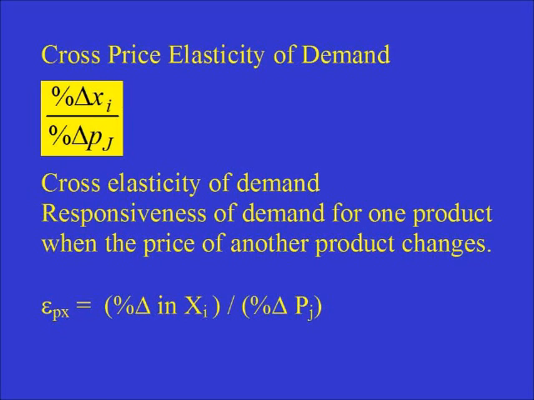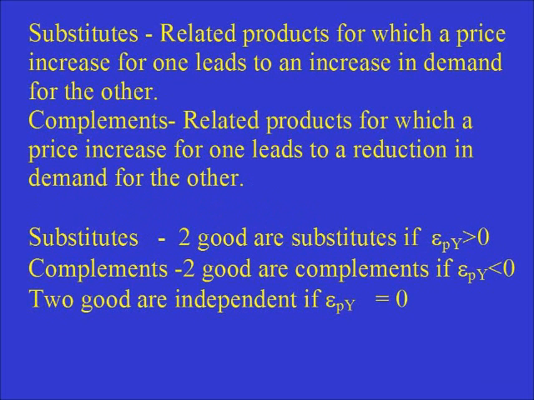The other category are complements. Complements are simply those that go together, for instance, peanut butter and jelly. If the demand for peanut butter increases, there's a good possibility that the demand for jelly will also increase. Substitutes are related products for which a price increase for one leads to an increase in demand for the other. The definition for complements is similar: related products for which a price increase for one leads to a reduction in the demand for the other.